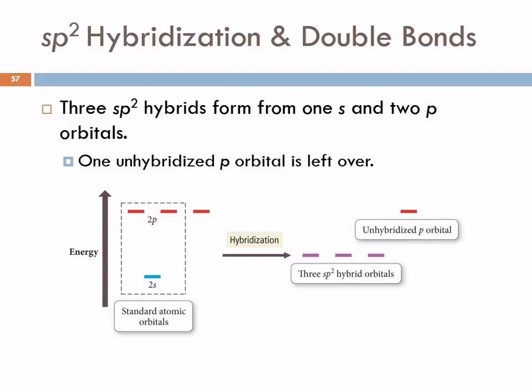We can also hybridize fewer than all of them. An sp2 is 1 s orbital and 2 p orbitals. So here are the standard atomic orbitals, and we're going to take the s and 2 of the p's and combine those. And so those will be degenerate, called sp2. And then we've got this guy left, and so he's just still hanging out here. This is an unhybridized p orbital.